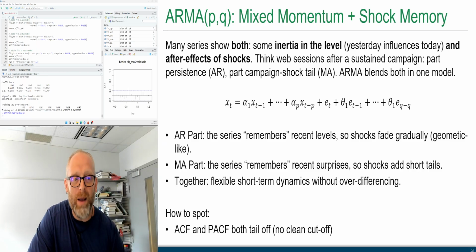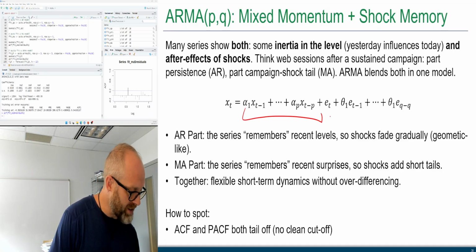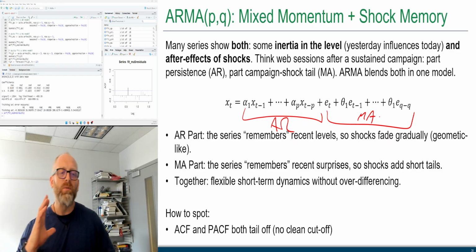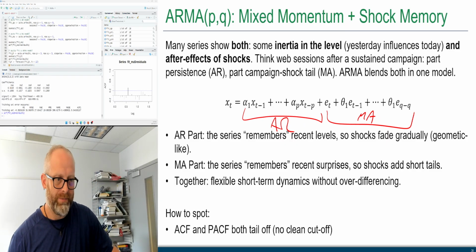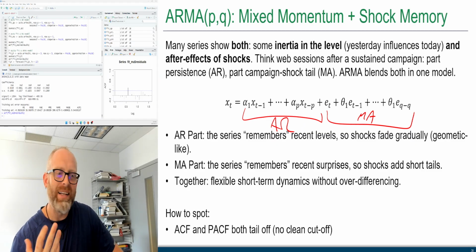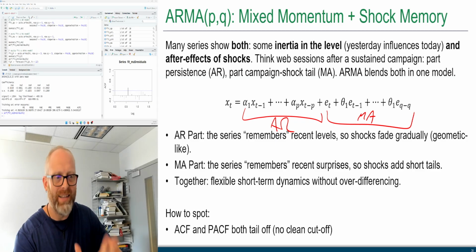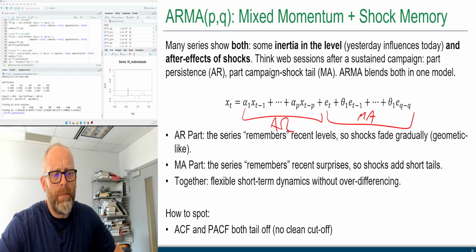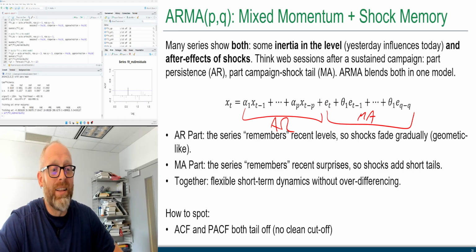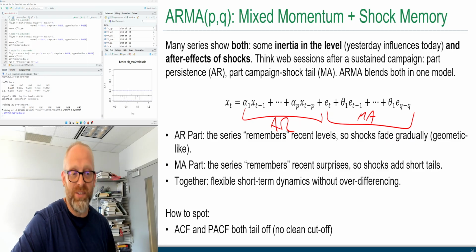So there's going to be a whack of different parameters inside of here. The AR part, which is the first part here, is our autoregressive part. This is our moving average. So this is AR, this is MA. The AR part remembers recent levels. So what happened last time around at X sub T minus 1? Again, I'm taking some alpha of that, however far back we go, that level of importance into it. And again, shocks fade gradually, geometric-like. The MA part, this series remembers recent surprises, so shocks add short tails. Together, that gives us a flexible short-term dynamic without over-differencing.